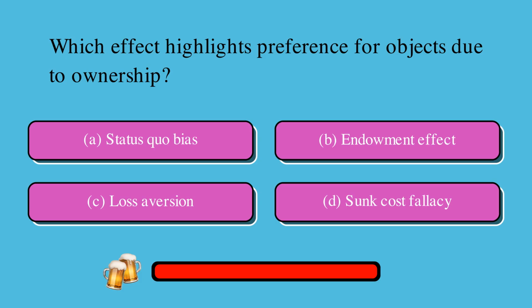Which effect highlights preference for objects due to ownership? Is it A, status quo bias, B, endowment effect, C, loss aversion, or D, sunk cost fallacy? The correct answer is B, endowment effect.